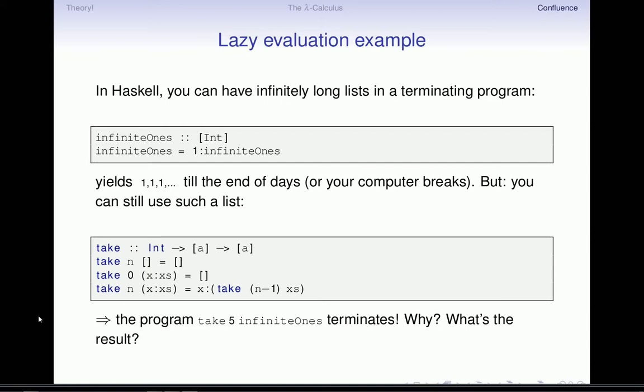The program take 5 infinite ones terminates. Why is that the case? What is the result? Feel free to copy this function and try to evaluate it with the Haskell interactive compiler.